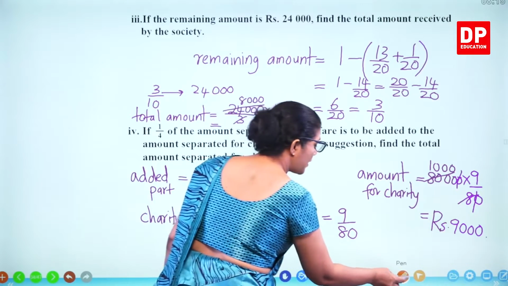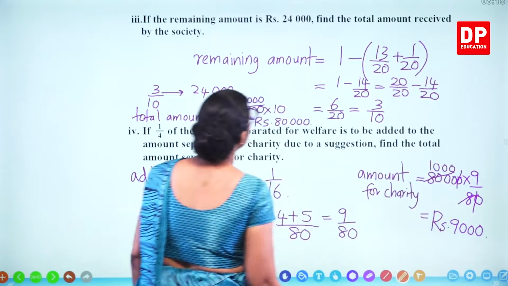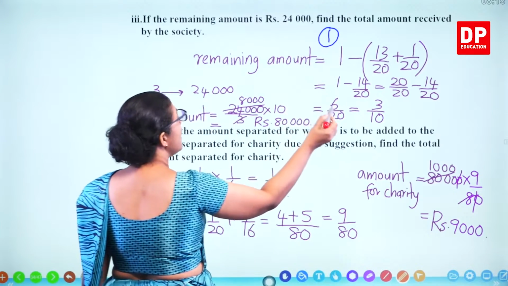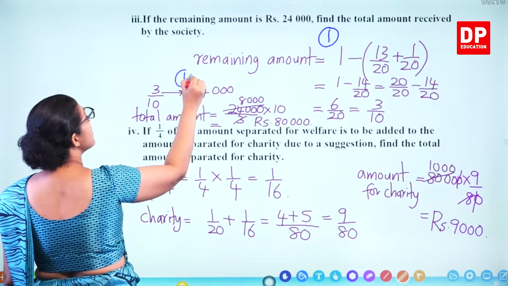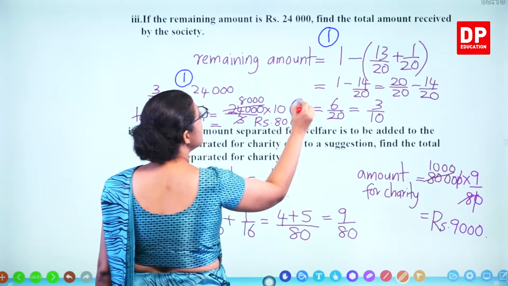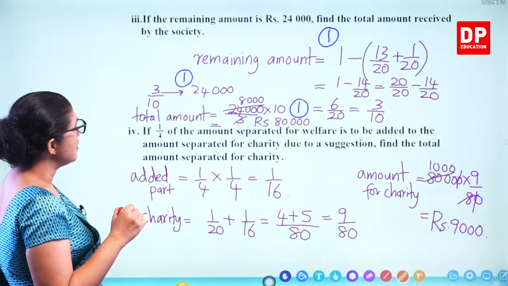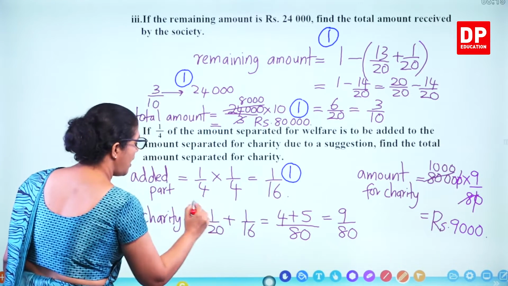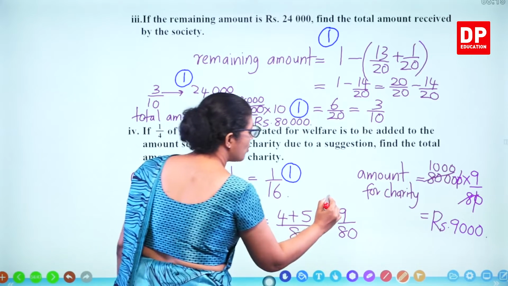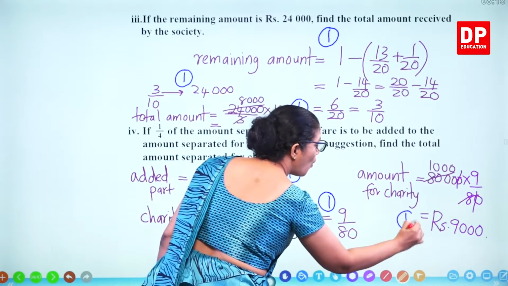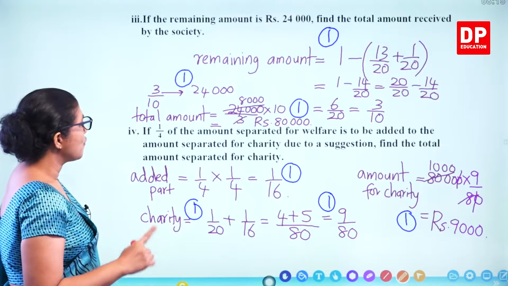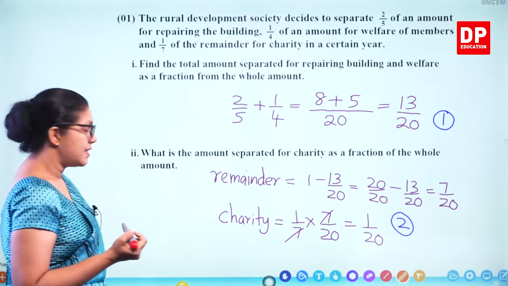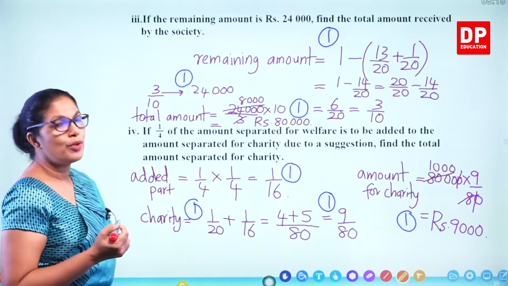So we can give marks. Remaining amount 1, and then finding the amount here, you get total 3 marks for this question. And here 1, and 2, 3, 4. 4 marks for this part. 4 plus 3, 7. 7 plus 3, 10 for the whole question.